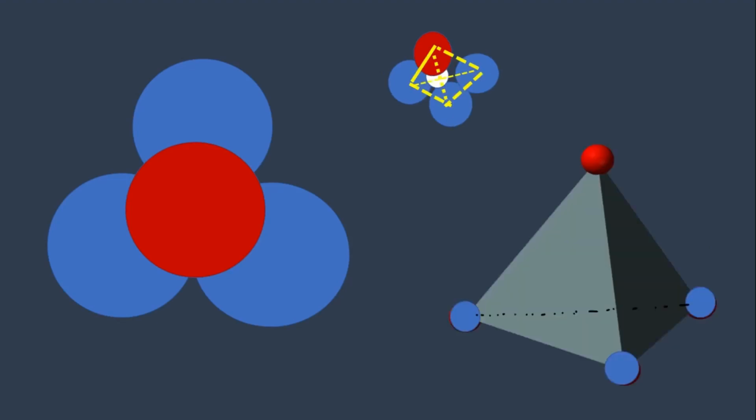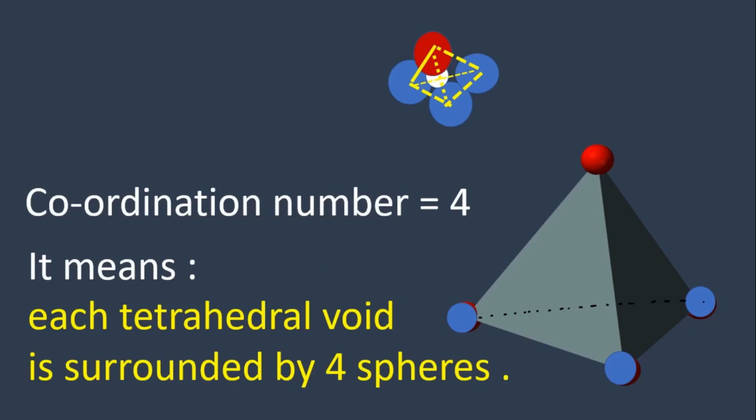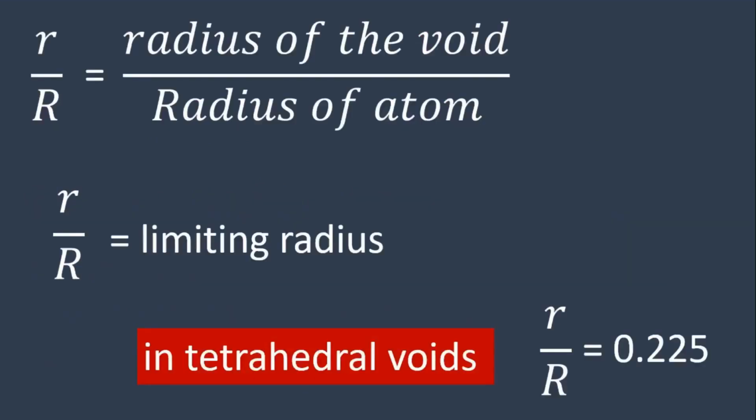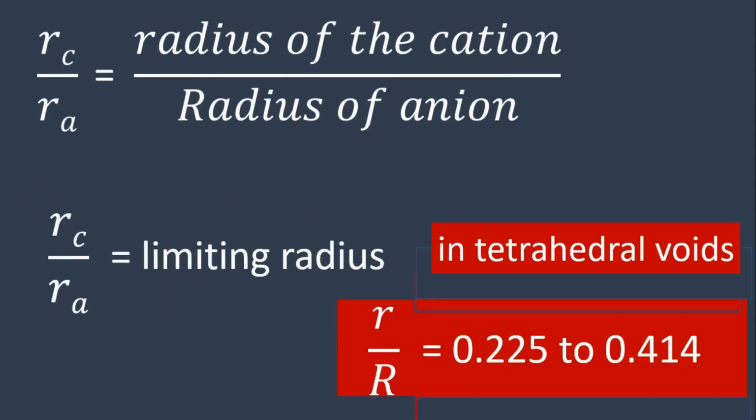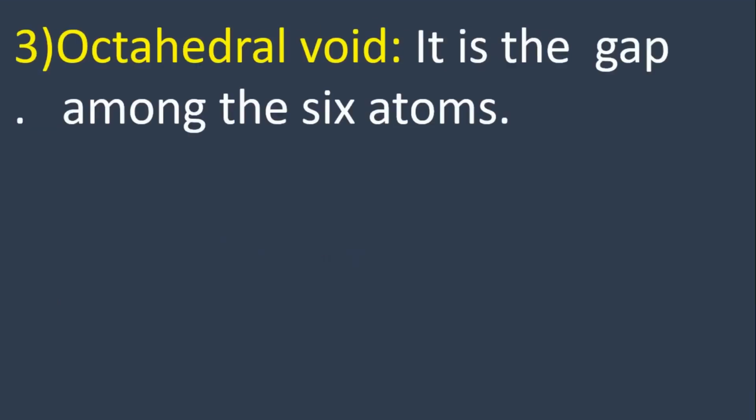The tetrahedral void has coordination number 4. What does it mean? Each tetrahedral void is surrounded by 4 spheres. Here, this is the limiting radius. This is the range of limiting radius in tetrahedral voids.